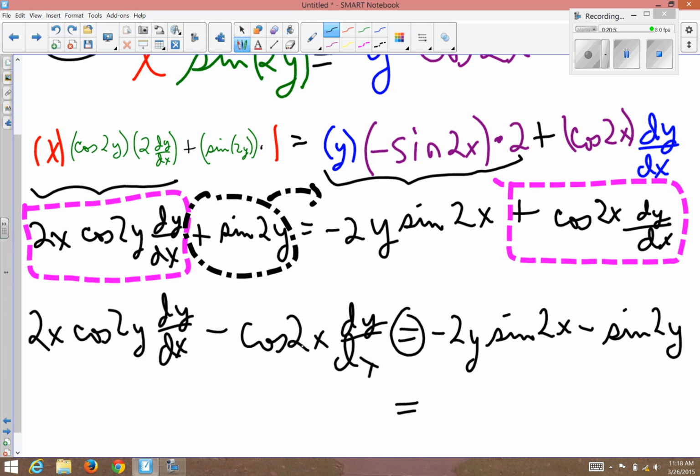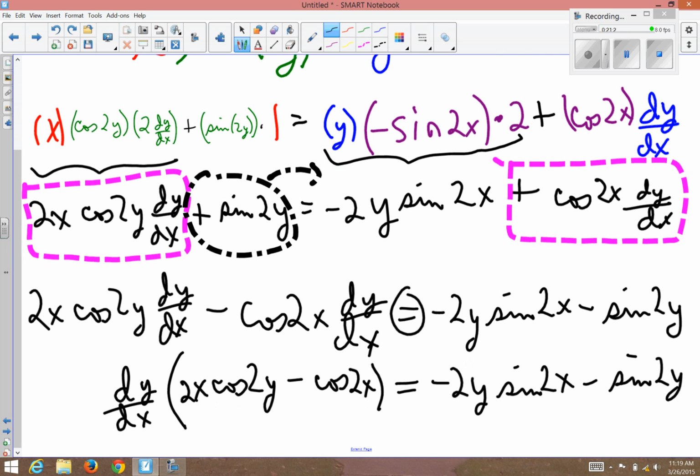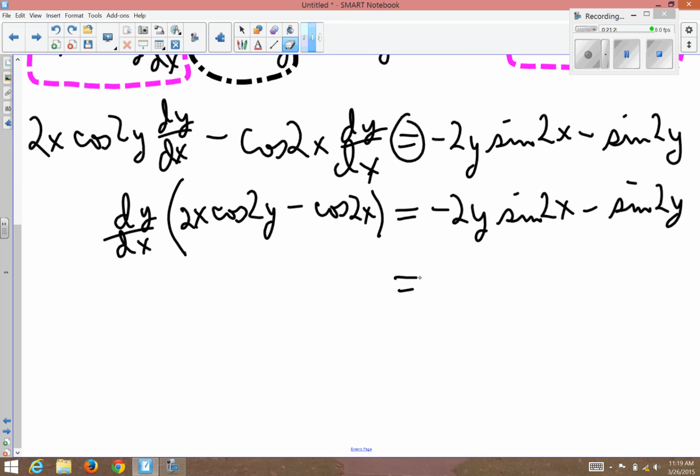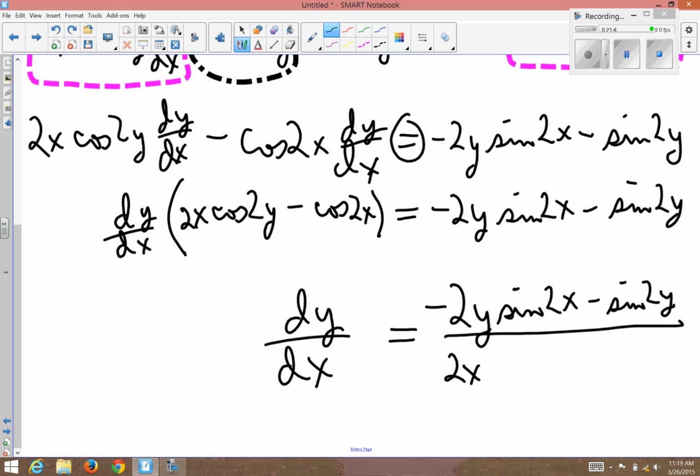Now that we have all the terms that have dy dx on one side, we factor out the dy dx. Just take it out. What's left? 2x cosine 2y minus cosine 2x. The dy dx that's in both is factored out. The other side gets copied again. Negative 2y sine 2x minus sine 2y. And then we're going to just divide both sides of the equal sign by this stuff inside here. So dy dx all by itself on the left side equals everything that's over here, negative 2y sine 2x minus sine 2y divided by the stuff over here, 2x cosine 2y minus cosine 2x.